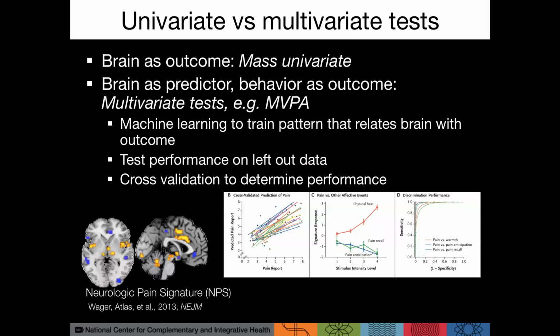Finally, the last kind of approach is basically rather than using the brain as an outcome, we can use the brain as a predictor and use behavior as the outcome. And in this way, we can use machine learning to identify patterns that predict outcomes, using cross-validation to develop classifiers. And unfortunately, I don't have time to get into that.